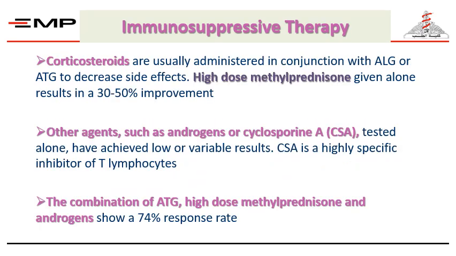Corticosteroids are usually administered in conjunction with ALG or ATG. High-dose methylprednisolone can be used. Other agents include androgens as stimulatory to hematopoiesis, or cyclosporin A as an immunosuppressive drug, and you may use a combination of ATG, high-dose steroid therapy, and androgens, which proved to be effective in 74% of the cases.